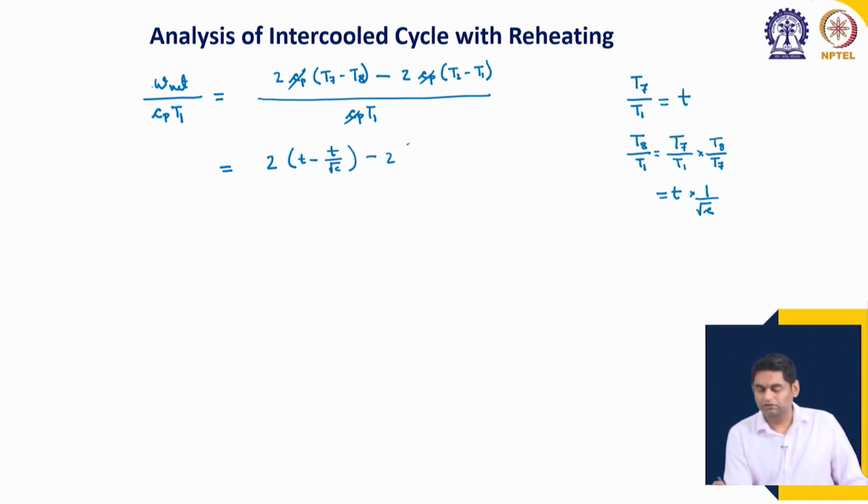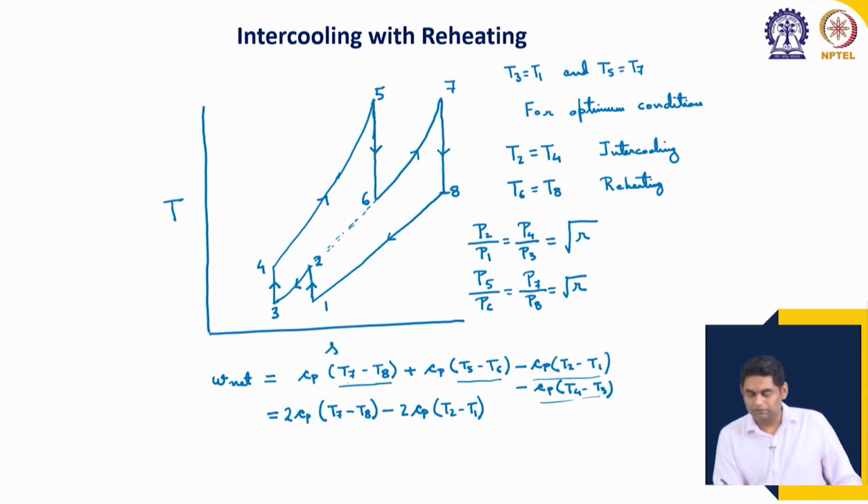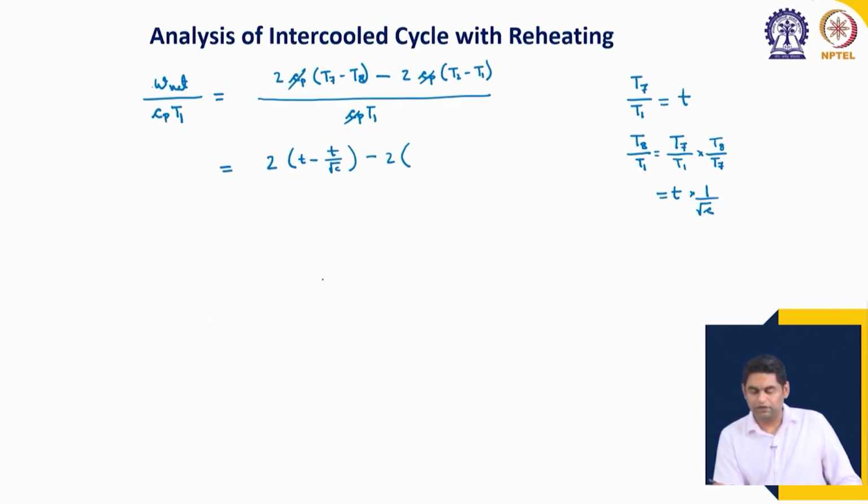minus 2 T2 by T1. T2 by T1 is equal to root c, okay, again. So, root c and plus T1 by T1 is 1. Okay. We keep the minus sign outside because we are using a bracket. So, minus 2 root c minus 1. Okay. So, this is the net work output.